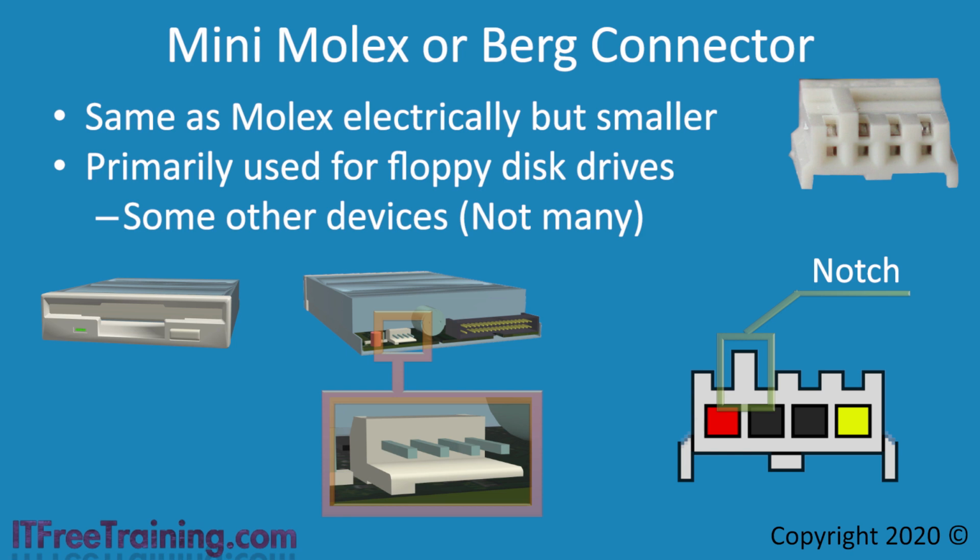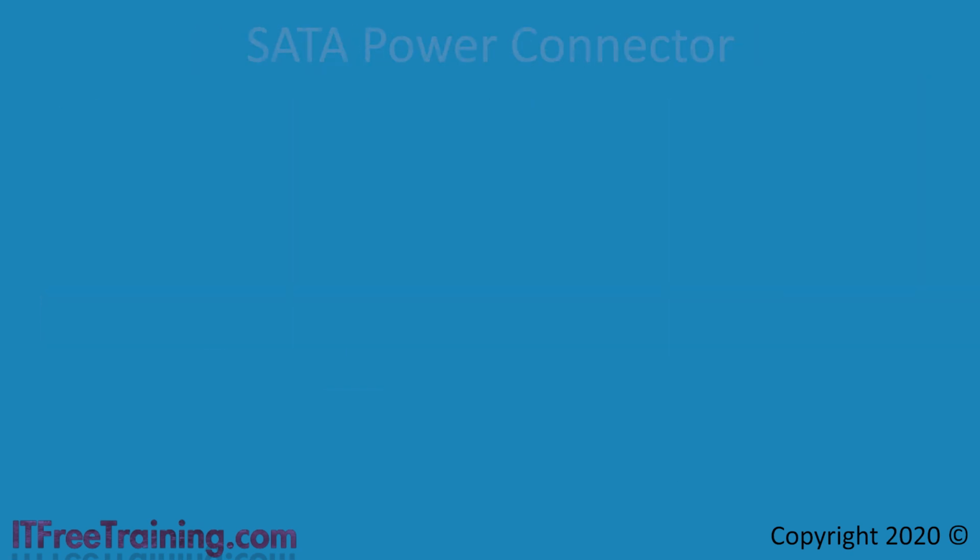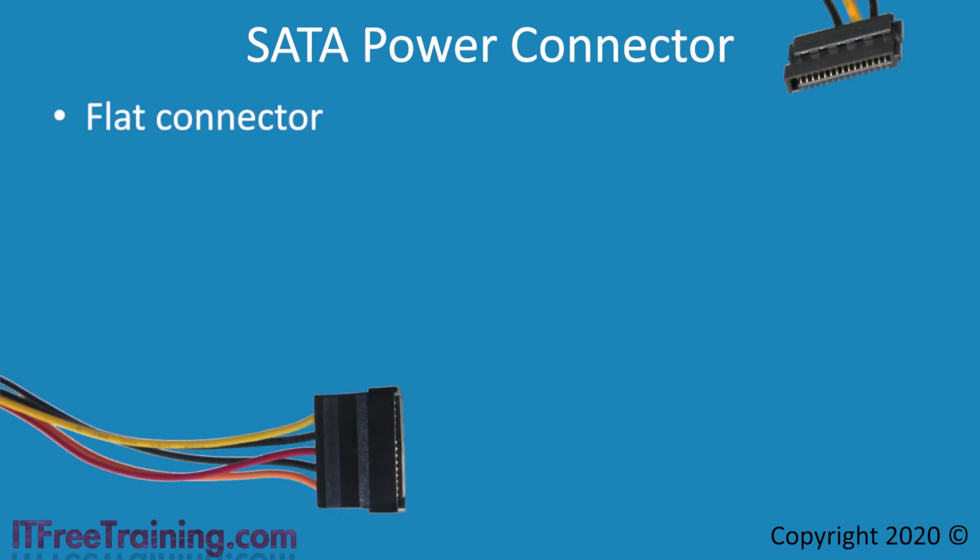The Molex connector is quite large. As technology improved, the connector needed to be made smaller and also support additional features. Thus, a new connector was required. To address some of these problems, the SATA power connector was introduced. The SATA connector is a flat connector which is much smaller than the Molex connector. With devices like solid-state drives, having a flatter connector became more important because the devices themselves became flatter.